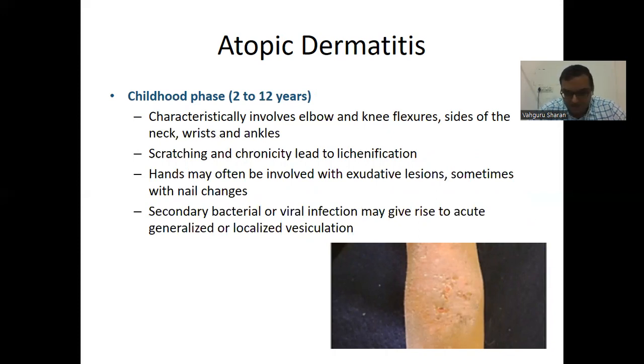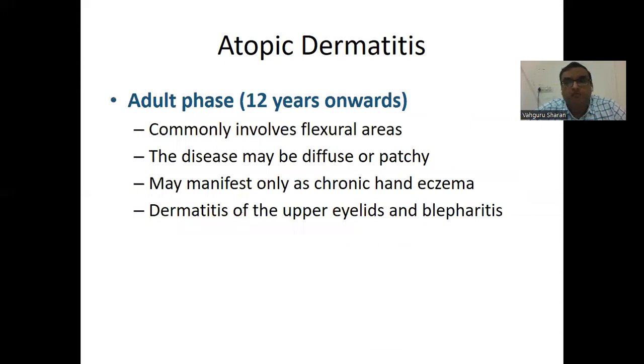Scratching and chronicity lead to lichenification. Hands may often be involved with exudative lesions, sometimes with nail changes. Secondary bacterial or viral infection may give rise to acute, generalized, or localized vesiculation. After 12 years, adult phase starts.